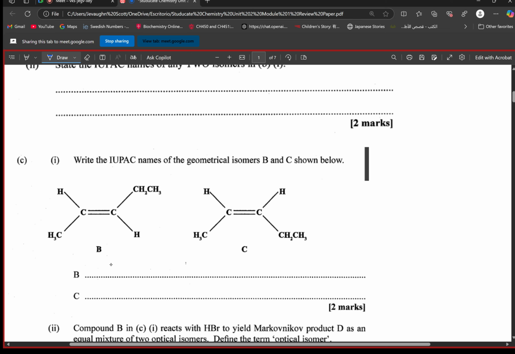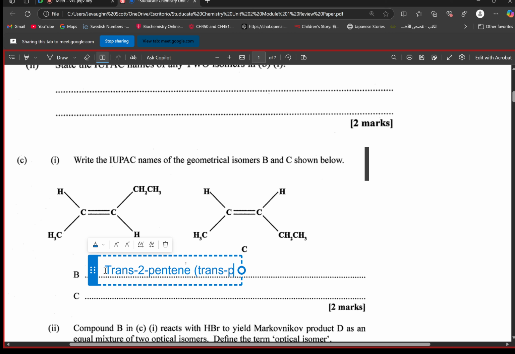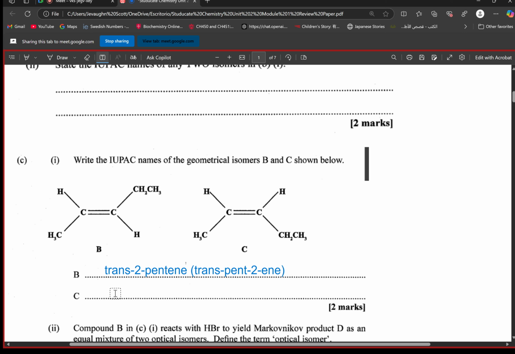Okay, so we're seeing a trans. Let me actually type it. It's a little bit easier for me to type it than write it. Alrighty. So you're saying that B is trans-pent-2-ene. I prefer trans-2-pentene, but I think you can also have just trans-pent-2-ene. That's fine. Let me change that capital T to a lowercase. Alright. What's the name of the next one?